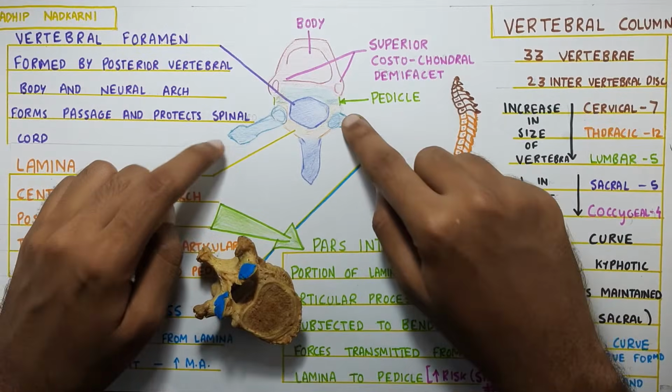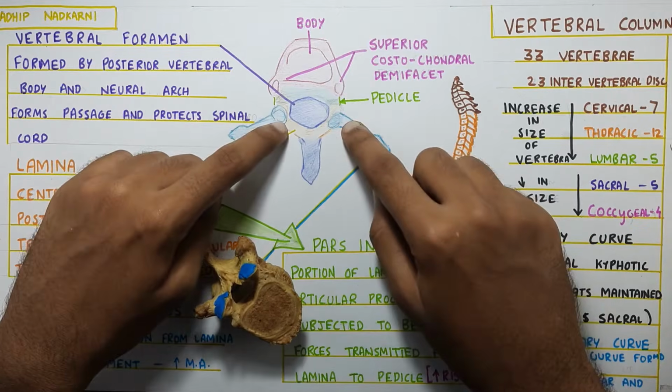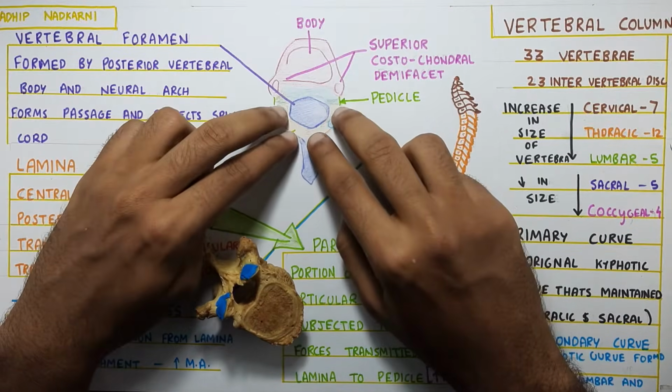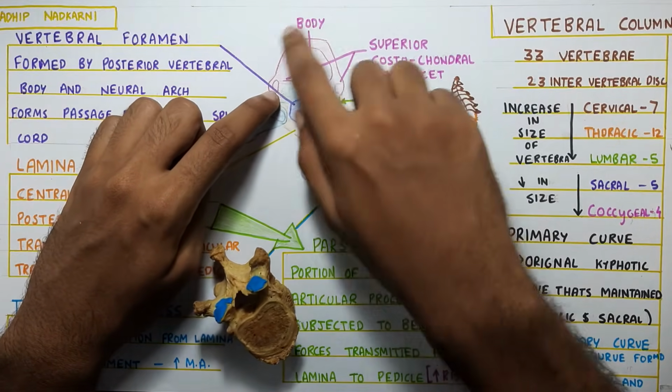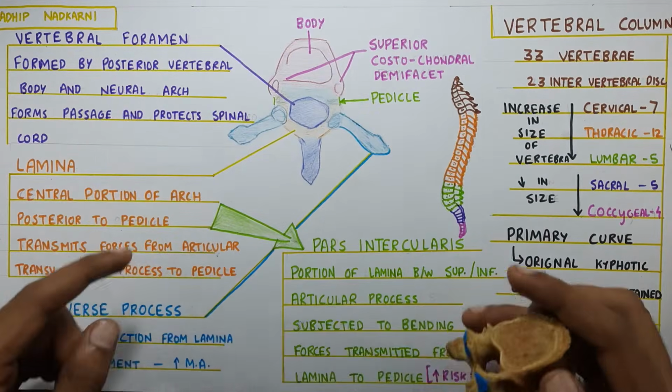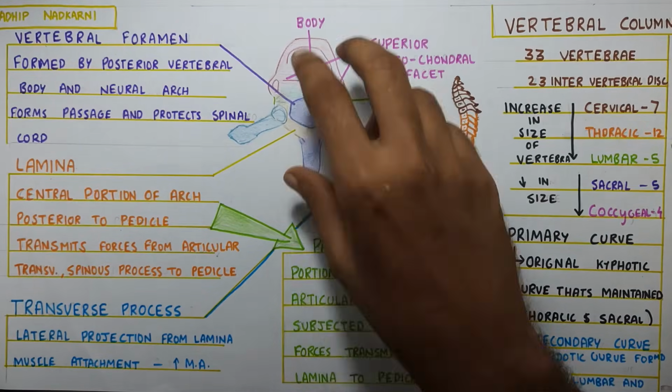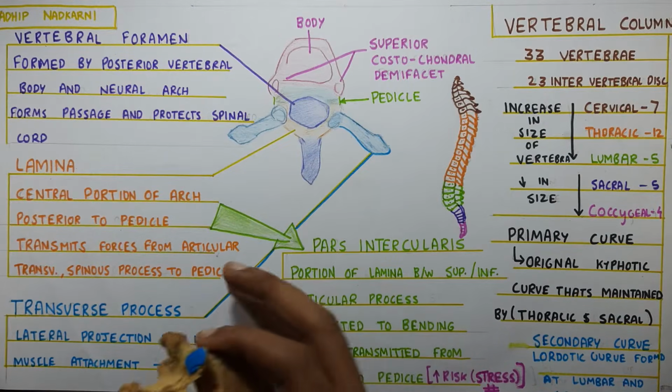Okay, so from here, here and here, all the forces are coming to the lamina, and from the lamina these forces are being transmitted to the pedicle, through which it goes to the body. So this is how the force transmission occurs in the vertebra. That is the job of your lamina.